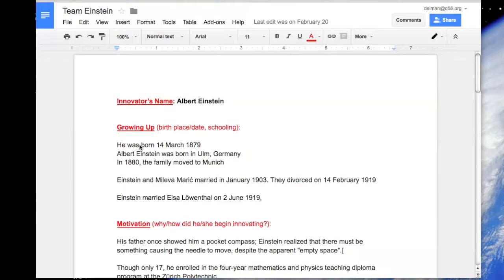For example, "he was born 14 March 1879." Well, we don't really write dates that way, so you want to change that. And you can even combine some facts together. I'm going to select this, Command X to cut it, Command V to paste, and make that into a sentence. And then I'll delete what I don't need.